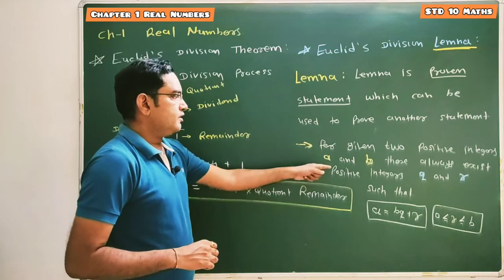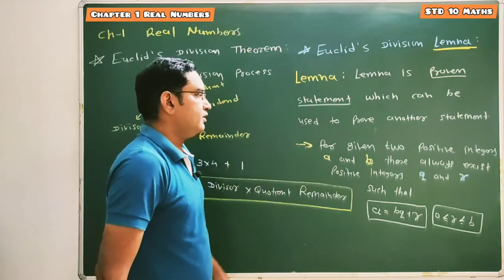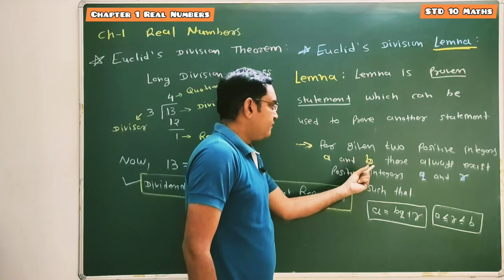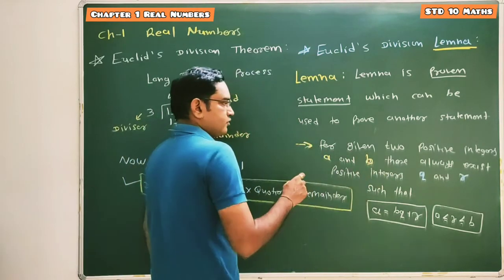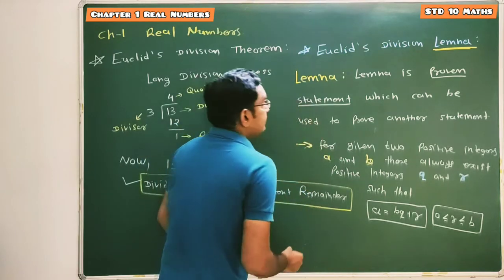Done. So here for this Euclid's division lemma, we are dividing a by b. Two given positive integers are a and b. So here the condition is, where do we write it?